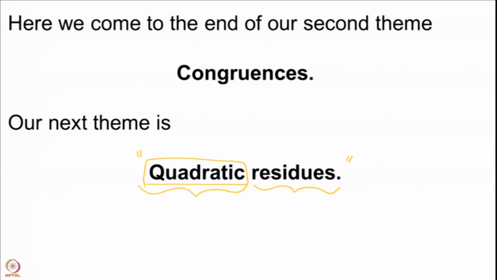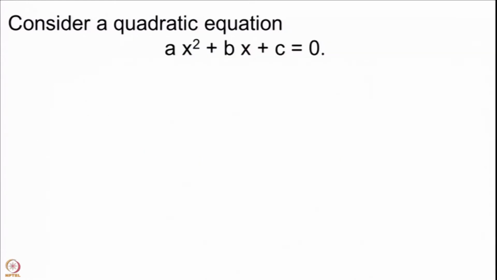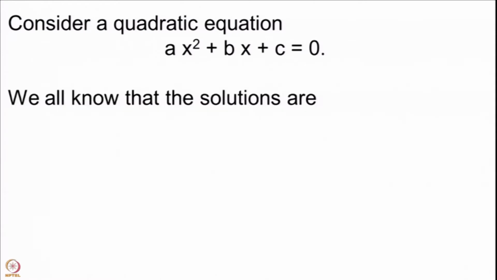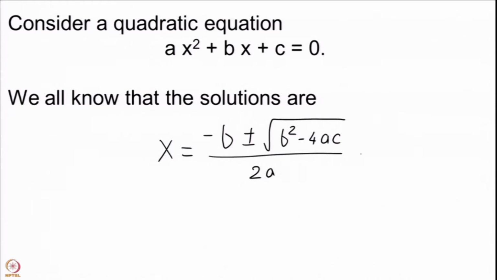Whenever you hear the word quadratic, the thing that comes to your mind first is the quadratic equation, which is ax square plus bx plus c equal to 0. This is the equation that we all think about. We also know how to solve this equation. Let me just quickly recall the solution of this. This is the formula that we have all been studying since school. So, this is given by minus b plus or minus under root b square minus 4ac upon 2a.